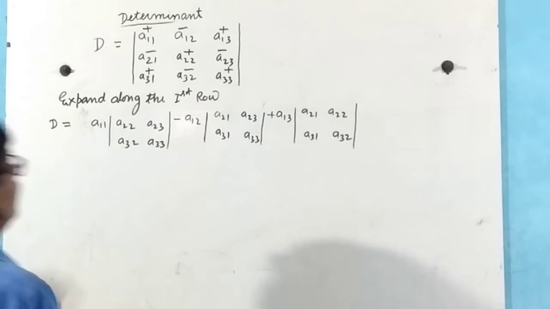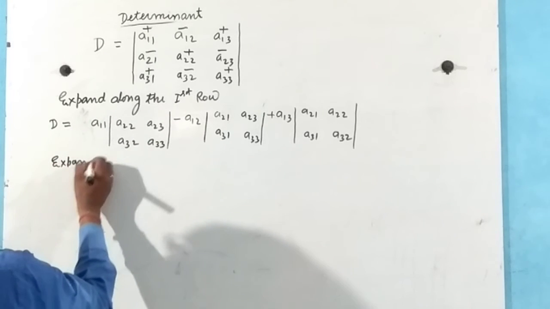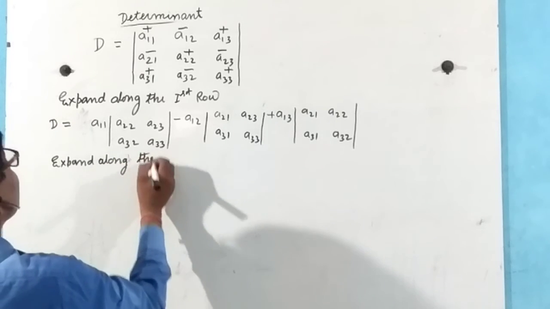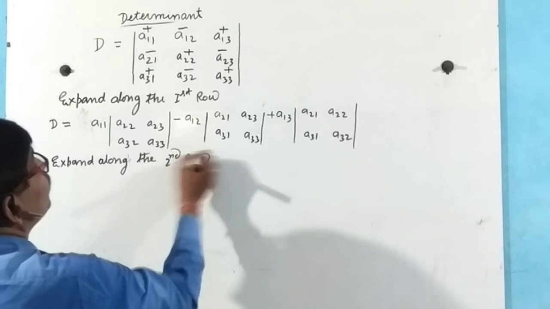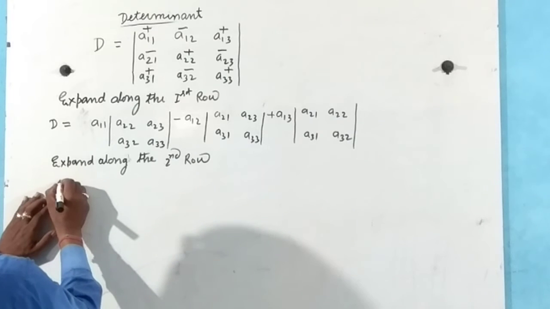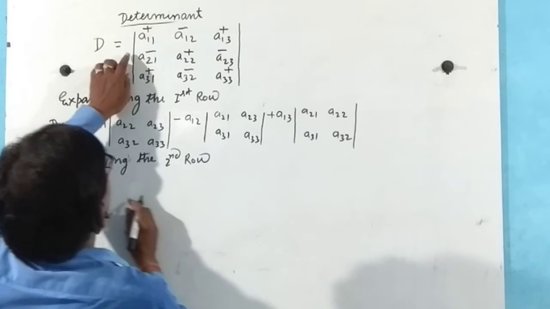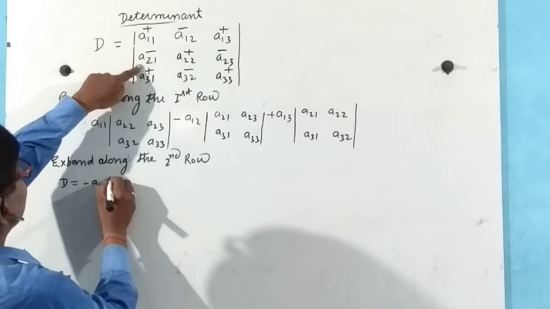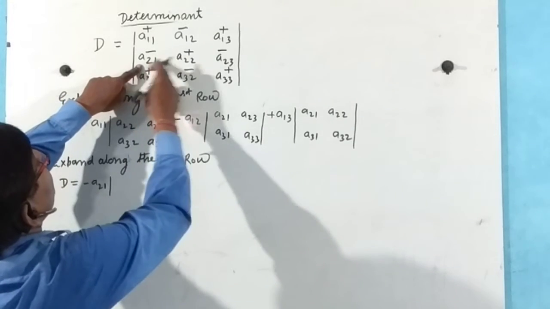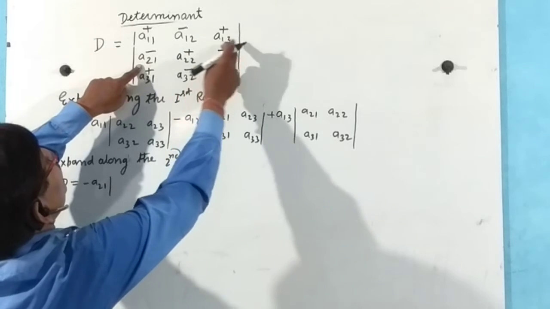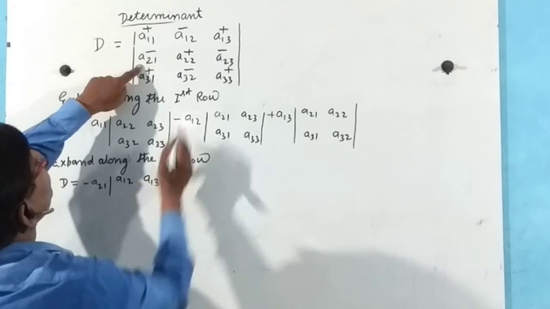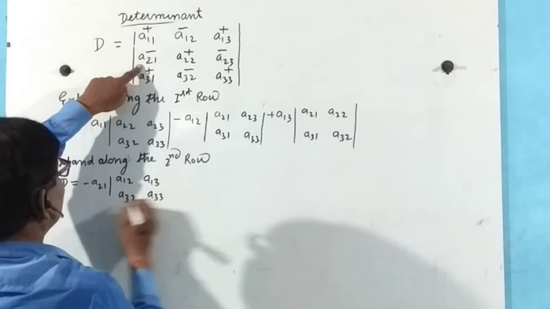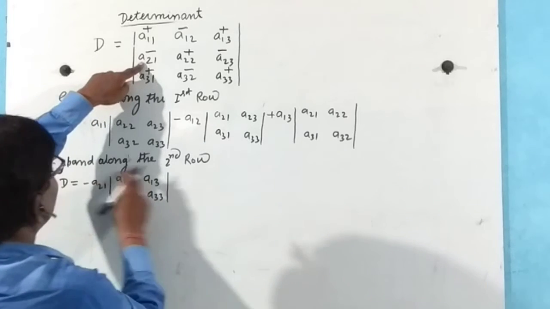Now expand along the second row. Now here it is also equal to D, equal to here second row this, so that minus, this is minus A21, deleting this and this, so that this and this remains A12, A13 and A32 and A33.